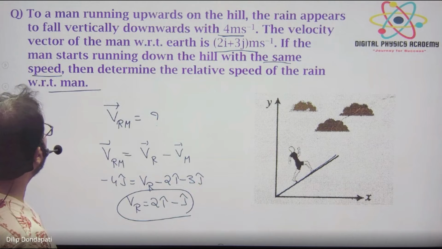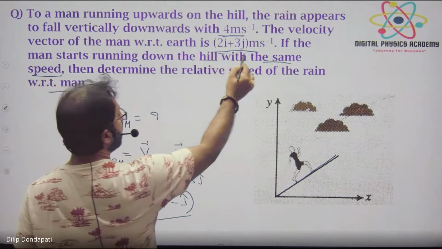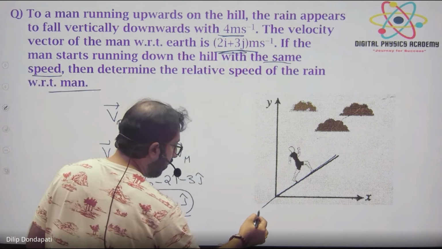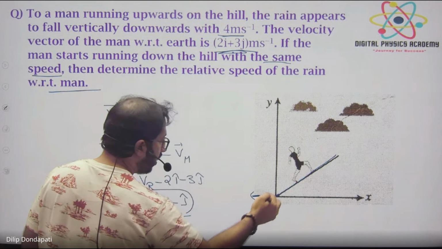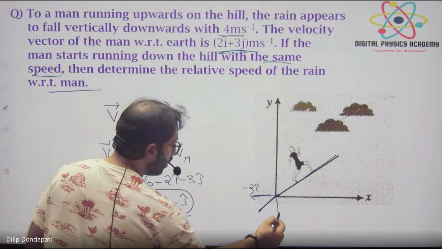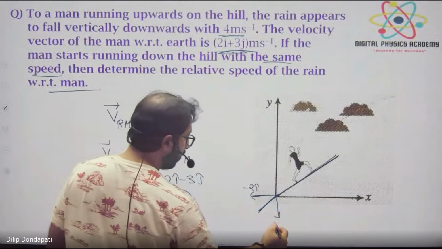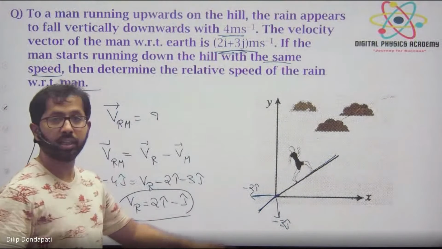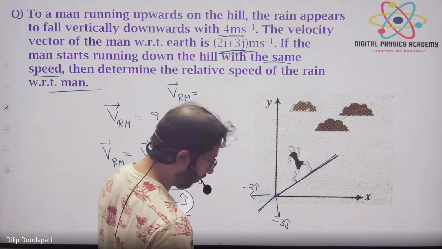This is the velocity of rain, this is fixed. Now if the man starts moving down the hill with the same speed, when he is going down the hill, the velocity is minus 2i cap in this direction and downwards is minus 3j cap. This is the man's speed, right? When he is coming down, the angle changes. That time, try to find VRM. Is it root 20? That's 2 root 5. Root 20 is the answer.